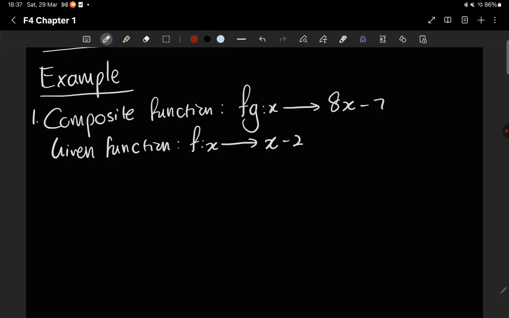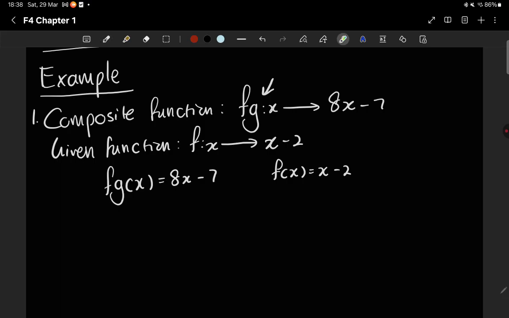So how are we supposed to find g of x? What we want to find here is g of x. Okay, let me rewrite this in equation form. 8x minus 7. And we have the function f of x equal to x minus 2.